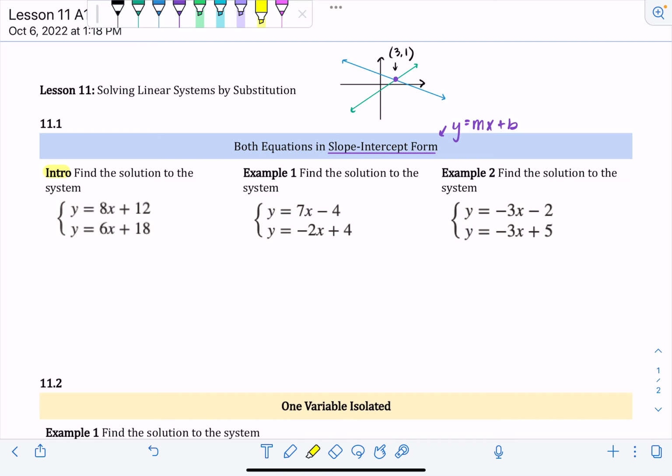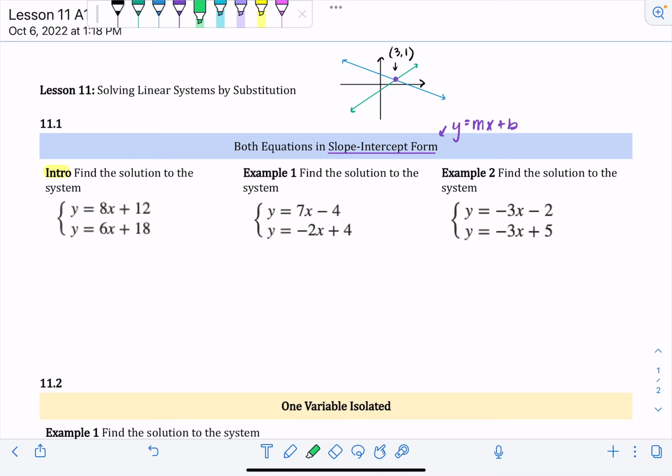So you always want to make sure that, before you use substitution, at least one of the equations has a variable isolated, and that means it's by itself. So here we have y that's isolated. Here we do too. So we have both equations where the variable is isolated. It's not mandatory that that's the case, but we need at least one of them isolated.